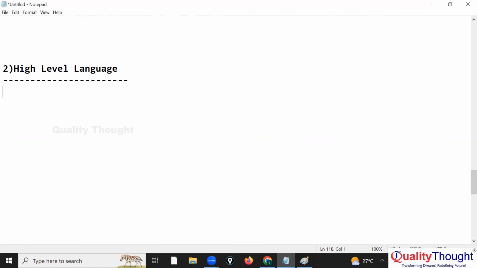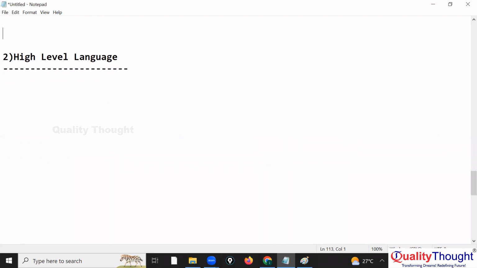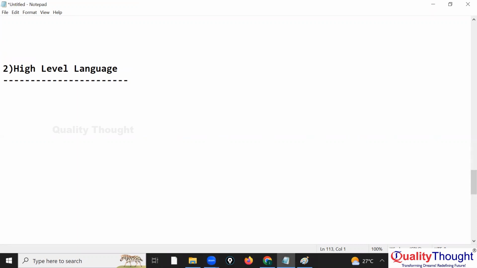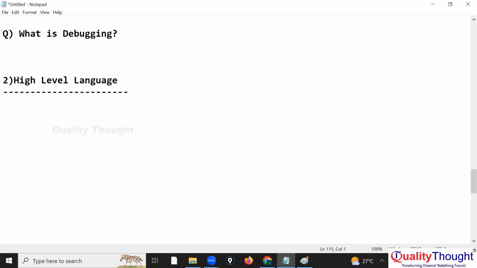And one more thing. Now let's see this one. Assume that tomorrow when you are going for an interview, they will probably ask you one most important question. What is that most important question they will ask you? What is debugging? This is one of my favorite questions also, guys. What they will ask you: what is debugging?